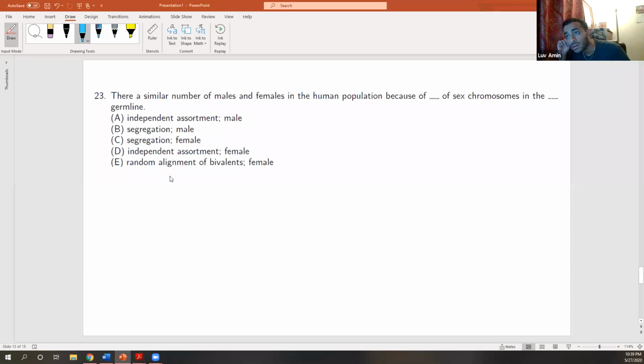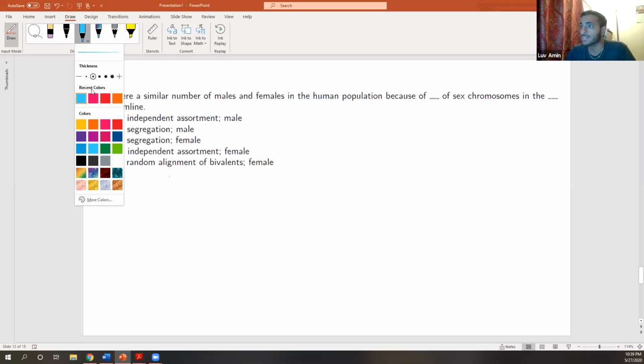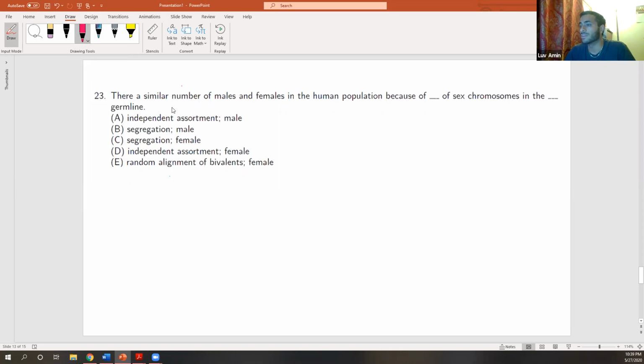All right. So this question is asking why there are a similar number of males and females in the human population. So essentially it's asking us why there is a 50-50 chance. Okay. So let's break this down a little bit. Females carry an egg. Males make sperm. And the conjoining of these is what makes a male or a female, depending on what combination was conjoined.